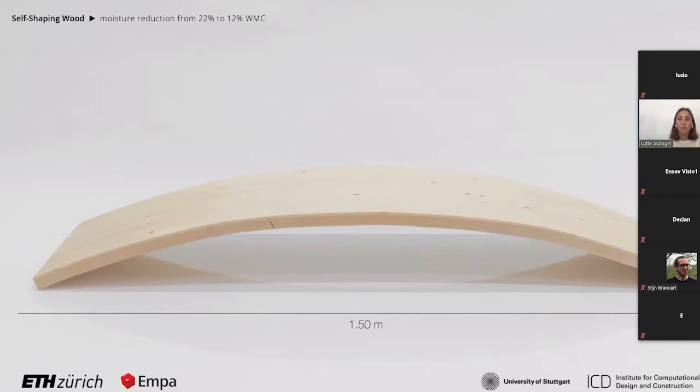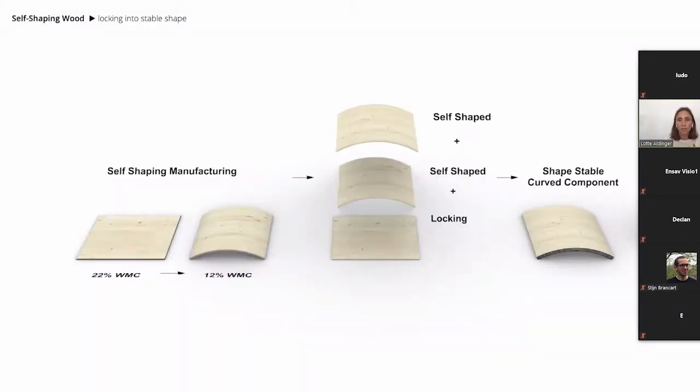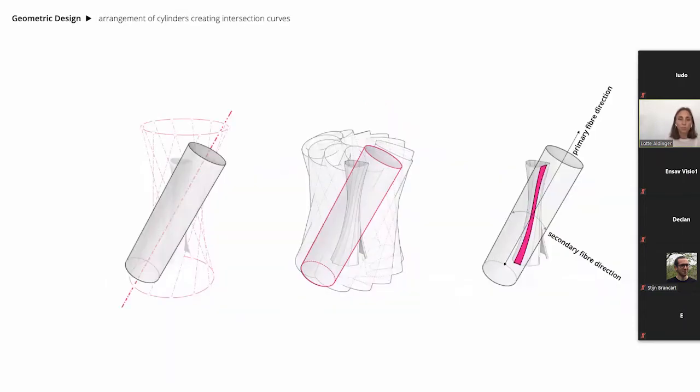And this strategy was developed by a team of researchers from ICD and EMPA, not including myself. And I only came into play when it was about the realization of the demonstrator. But of course, we have to understand what materials we're using. And in order to keep it from further deforming, we had to lock the bent shapes with extra locking layers, which is also kind of a reinforcement strategy.